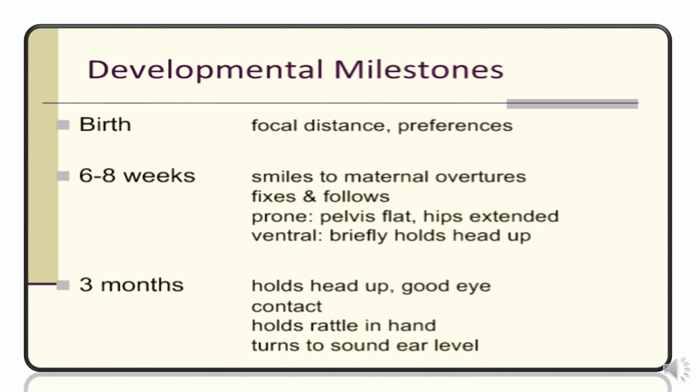At birth, the child will start to form his ability to focus for a distance, and he will shape his preferences. At the age of 6 to 8 weeks, he will smile to maternal overtures. He will fix and follow, and he will be able to change his position from prone to ventral. And at the prone position, he will have his pelvis flat and his hips extended. While in the ventral position, he will hold his head up briefly. At the age of 3 months, he will hold his head up for a longer period, and he can wave goodbye. He will contact his parents or caregivers, and he will hold a rattle in his hand, turning to the sound at ear level.